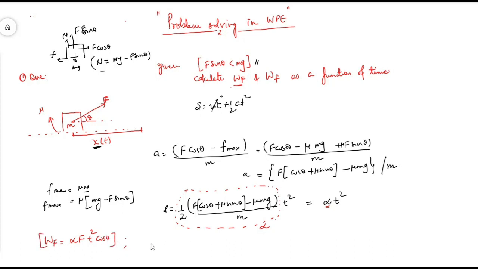Keep in mind this is going to be positive. Similarly, work done by friction is going to be the frictional force into this displacement, and since that angle is going to be 180 degrees, it's going to be negative, so I'm already adding this negative: alpha t square, this displacement, and the friction is F max. F max is nu into mg minus F sine theta. This nu mg minus F sine theta is another constant, so you can multiply it with this alpha and make the whole thing another constant beta or something like that. So this is my answer, and this alpha value is taken from here.